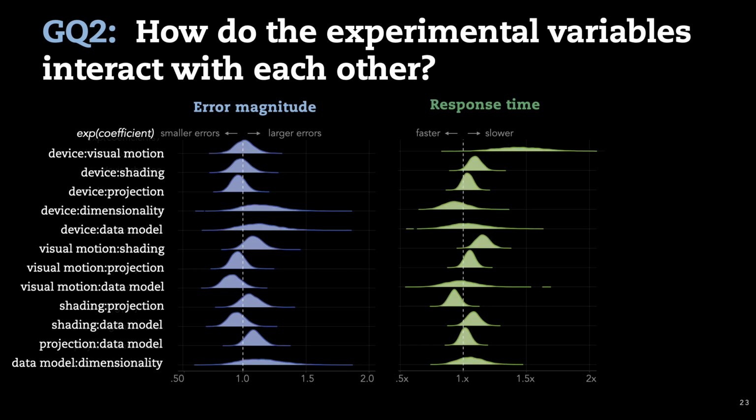And next, since we have 6 variables, we want to know the interaction effects between them. Again, we plot the posterior distributions of all 2-way interaction effects. There are many interesting observations. I want to point out one example. This is an interaction between device and shading. It means that different shading levels affect response time differently depending on the device being used.